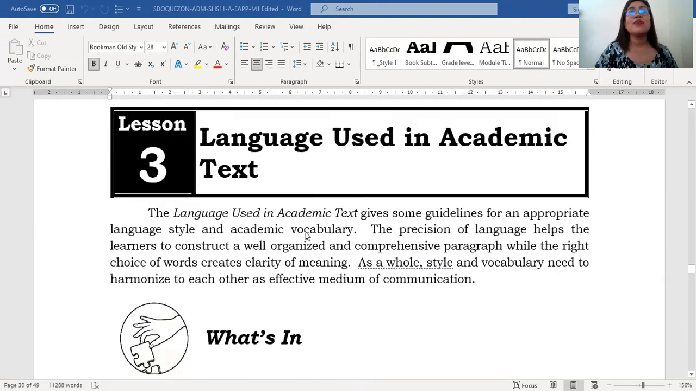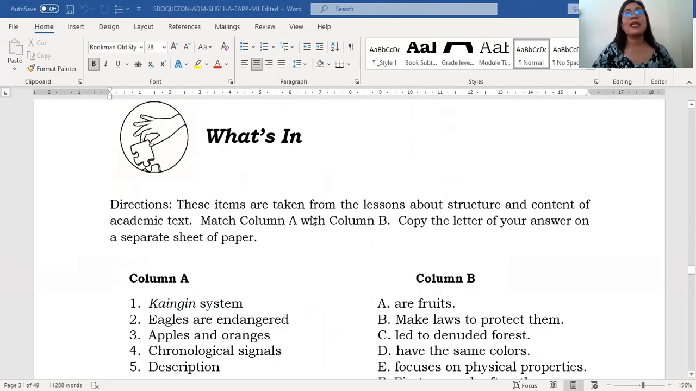Okay, so let's move on to lesson 3, language use in academic text. In this part, you'll be answering what's in.